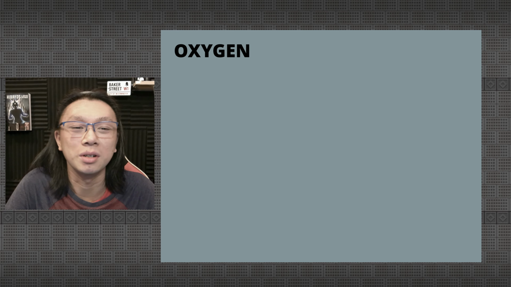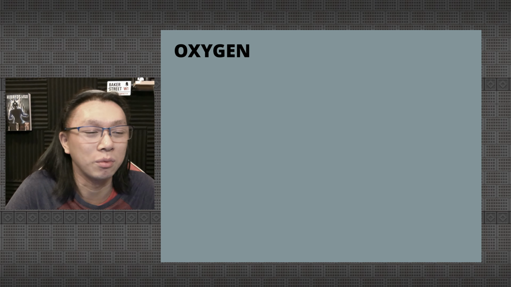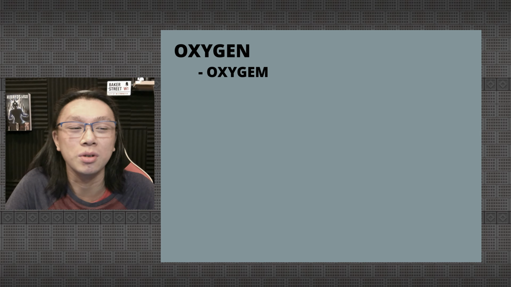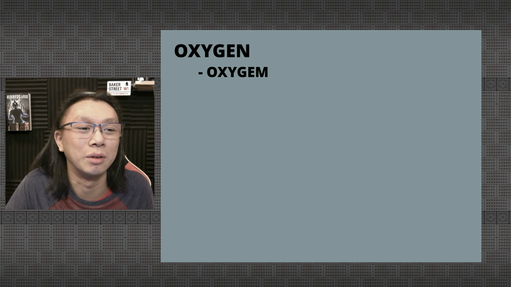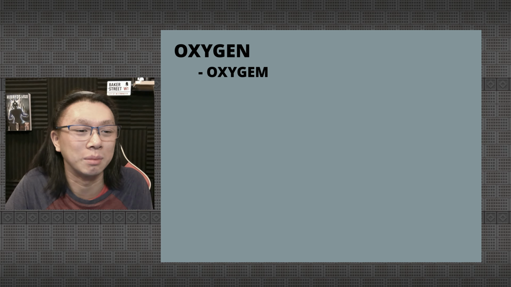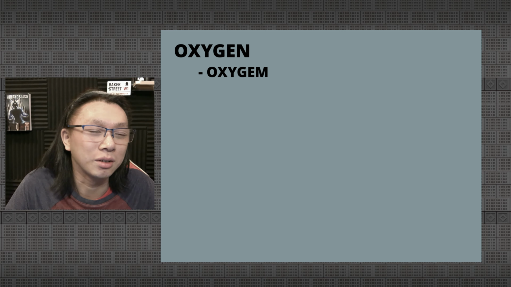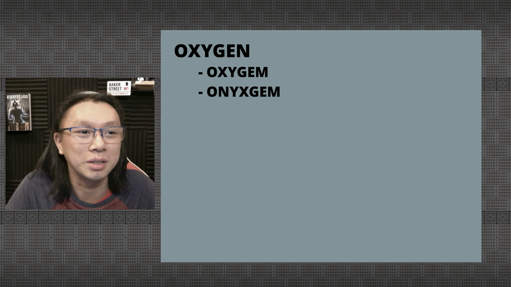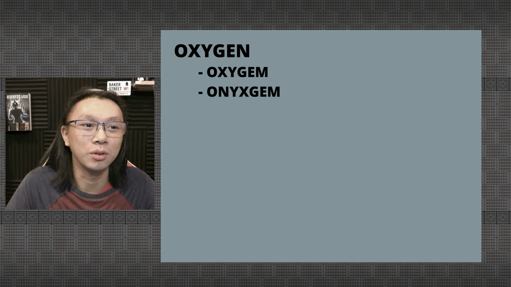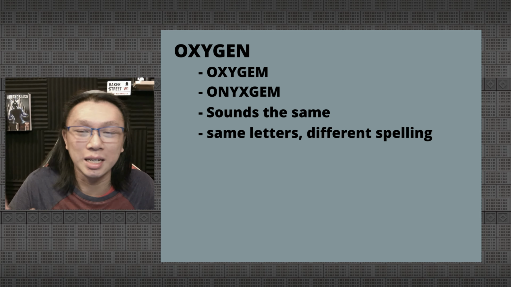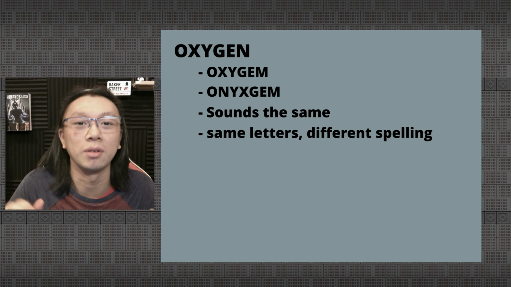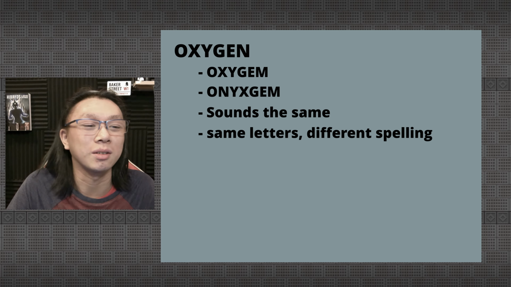Another example I have is oxygen, which is another play on words, with an M at the end. And it's pretty fun what you can do with different words and letters in different names. And there's also this one that I have here. It's called onyx gem, which is still a play on words for oxygen because it has the same letters, it's just spelled differently. And you can do a lot of different stuff.